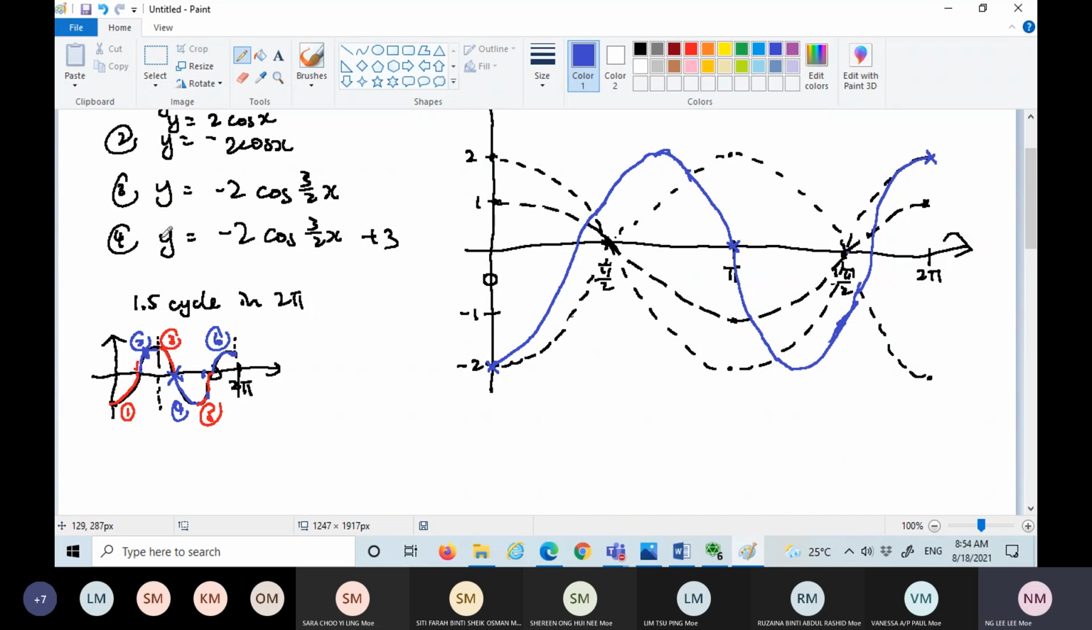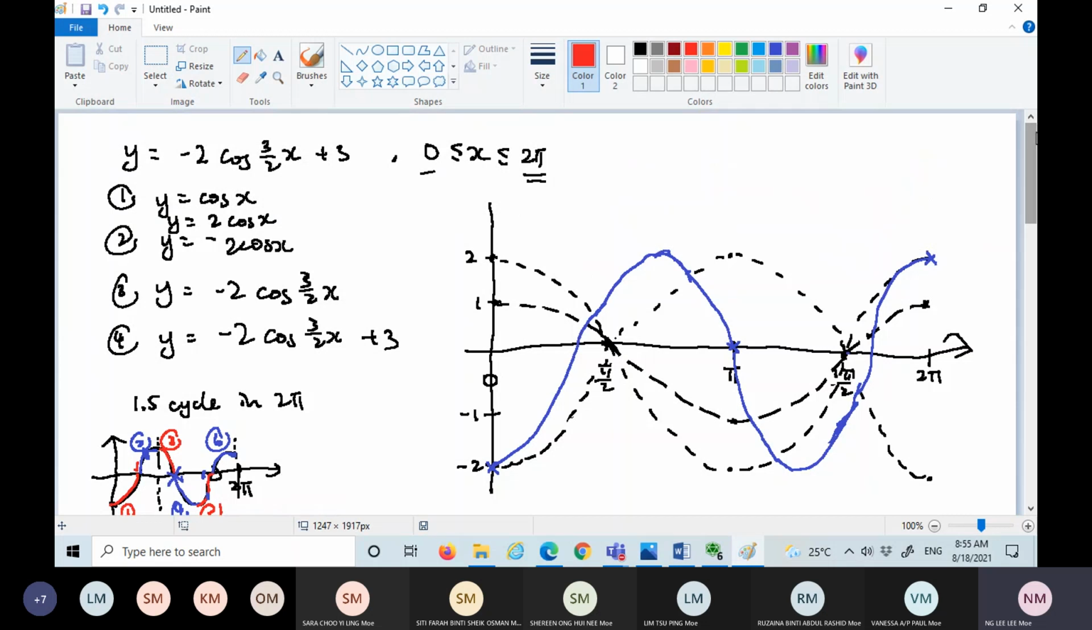Lastly, +3. The whole graph shifts up by 3. I have to use another color, easier to see. Let's say I use red. +3, -2 + 3, that is 3 minus 2, which is 1. So the first point will adjust to 1. Then the maximum point will adjust to 5.